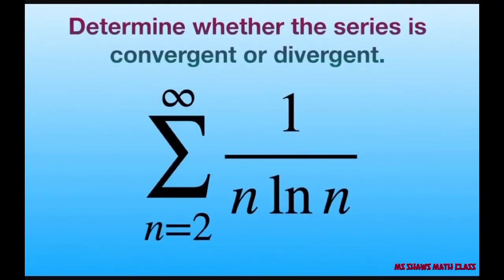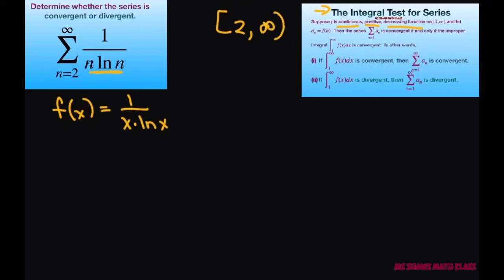Hi, everyone. We're going to determine whether the series is convergent or divergent. We are going to write our series and set this equal to f of x equals 1 divided by x times ln of x. Now this is continuous and positive. To use the integral test, it has to be continuous, positive, and decreasing. For ours, it's from 2 to infinity. To see if it's decreasing, we need to take our derivative.